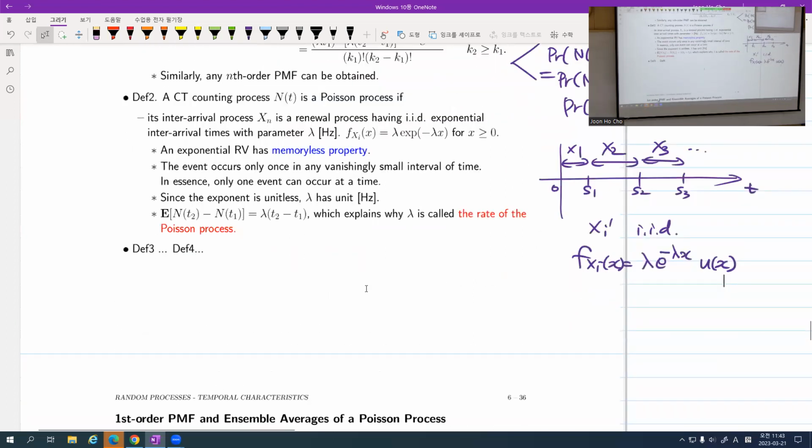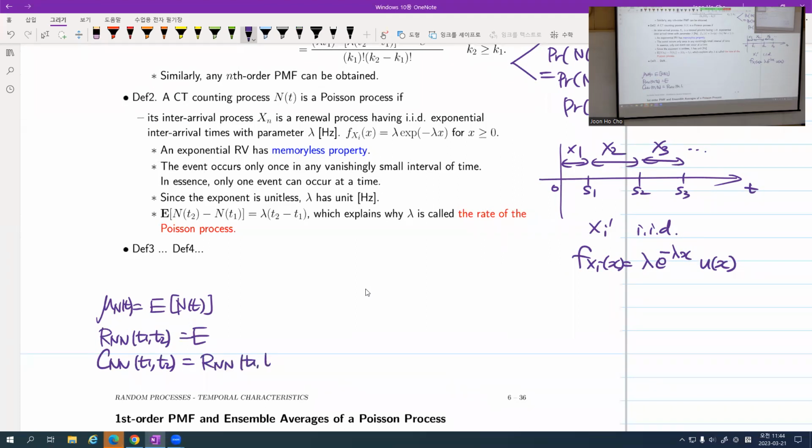Okay. So here, I want to compute the expected value of N of t. That is the mean function. And I also want to compute the autocorrelation function or autocovariance function.